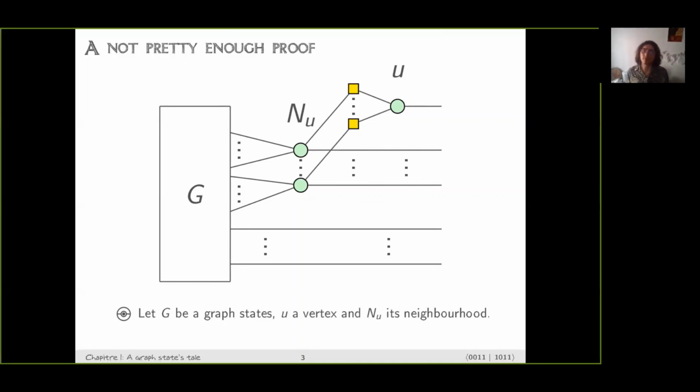So now I'm sure you're all convinced that this is true for all graph states. But if you are convinced, it's because you were able to guess the implicit things hidden by all those dots. And this is something that is not formal enough for a graphical proof assistant.